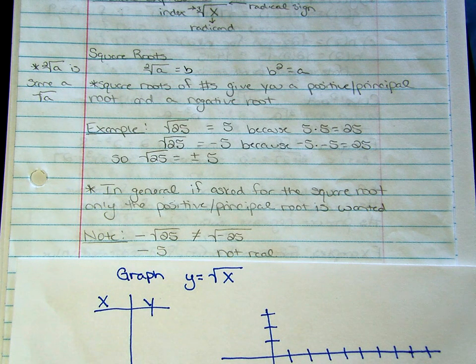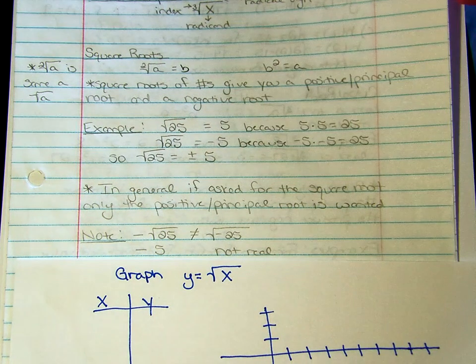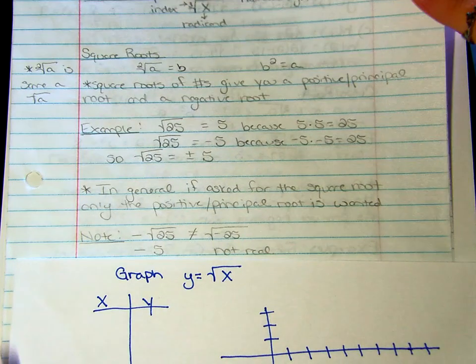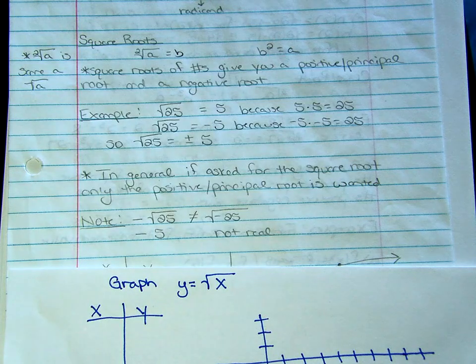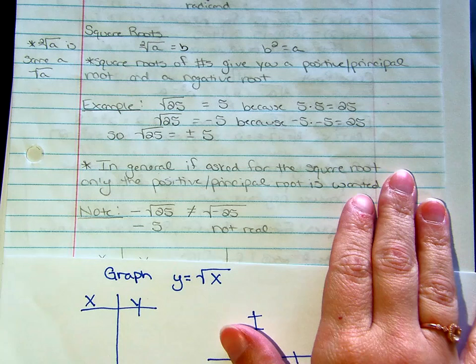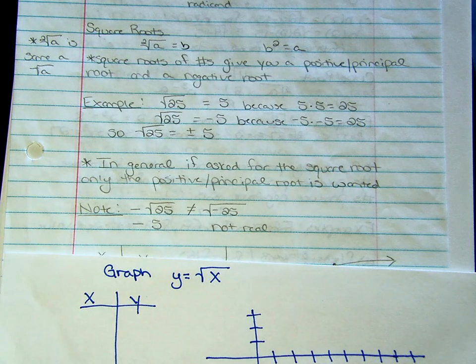Just know as you are working through your problems, I did all of the homework this morning so I could see what kind of problems you would encounter and what they would be asking. When they ask you to take the square root of 25 or the square root of 9 or the square root of 64, they're just going to want the positive.